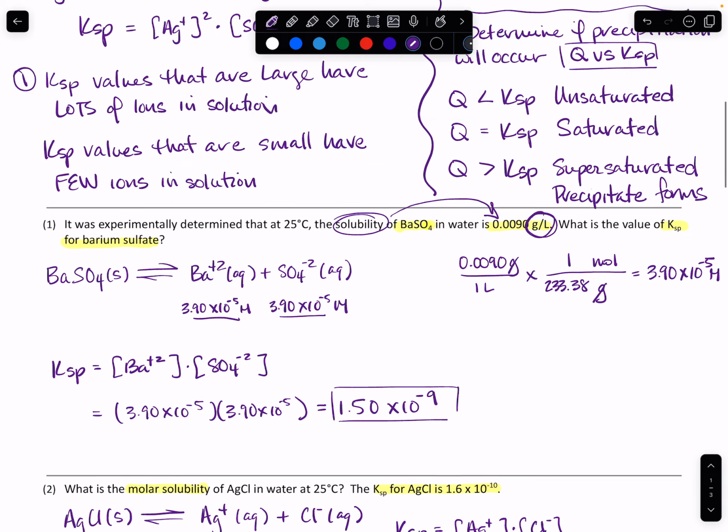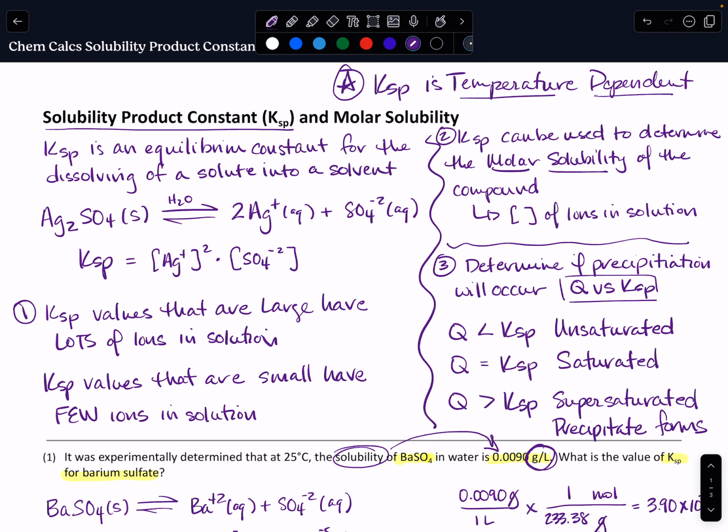Okay, so these are just some examples of how we can use the solubility product constant. Remember, it's useful to determine the solubility of a particular salt. The higher the number, the more soluble it is. The lower the number, the less soluble it is. We can use it to determine the molar solubility: what is the actual concentration of ions in solution for that particular salt? Or we can calculate the reaction quotient and use that Q value in comparison to the KSP to determine whether we have an unsaturated solution, a saturated solution, or a supersaturated solution where we should see precipitation.